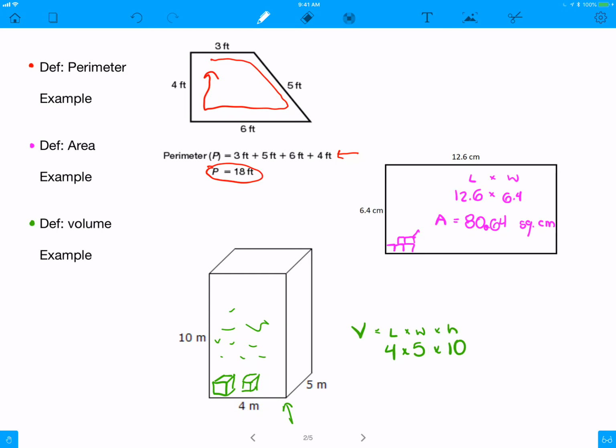So if I take 4 times 5 times 10, 4 times 5 is 20. And we take that times 10, which is 200. And 200, that is cubic, and I guess on this picture it's meters. So if we're thinking about bales, there's 200 bales that could fit in that barn before it's full.